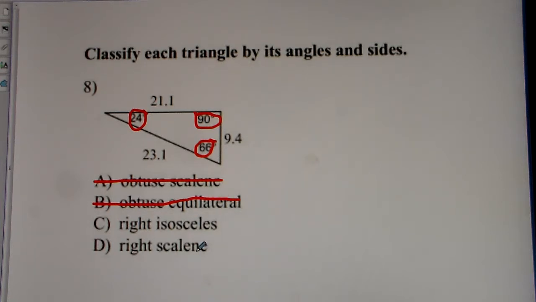Now, is it a right isosceles or scalene? Well, to figure this out we have to refer to the sides, which are 21.1, 23.1, and 9.4. Since all three sides are different, they have different numbers, it is considered a scalene triangle. So my answer for number 8 is a right scalene triangle.